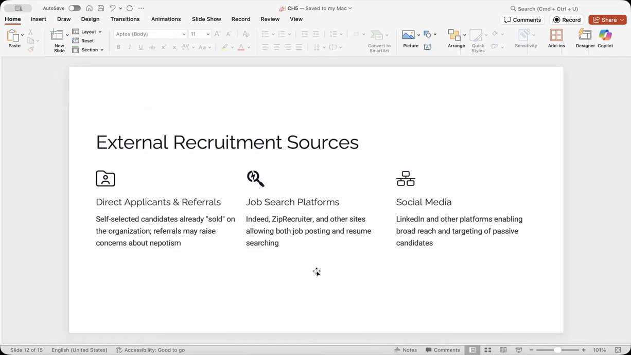External recruitment sources: direct applicants. So these are how we go out and find people, right? Direct applicants and referrals. Self-selected candidates: we post a job, people self-select. Or somebody internally refers somebody. Patagonia almost only takes referrals. The other one is job search platforms like Indeed, ZipRecruiter, LinkedIn, right?